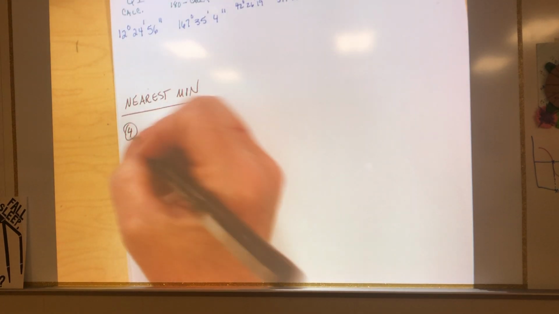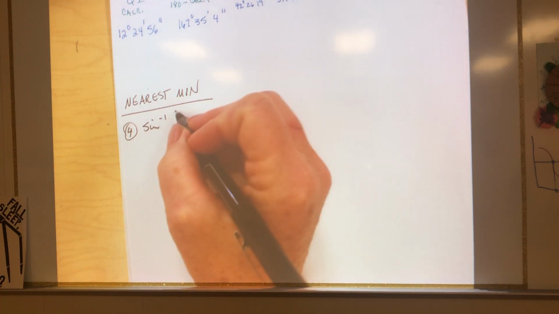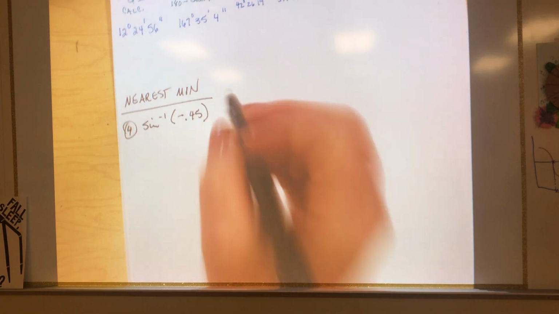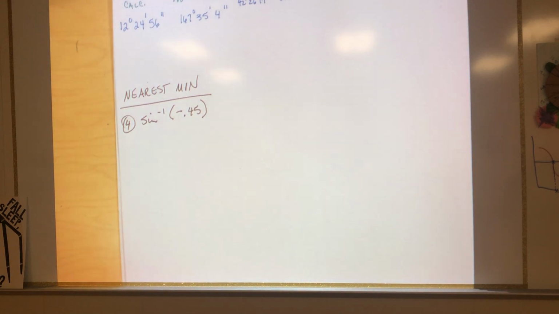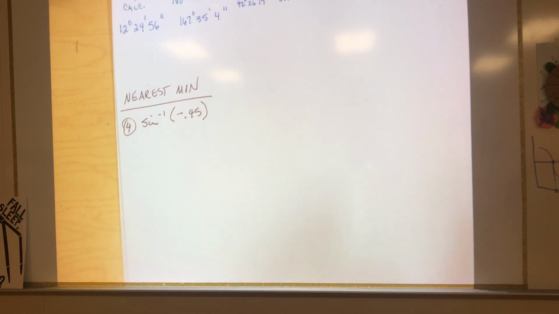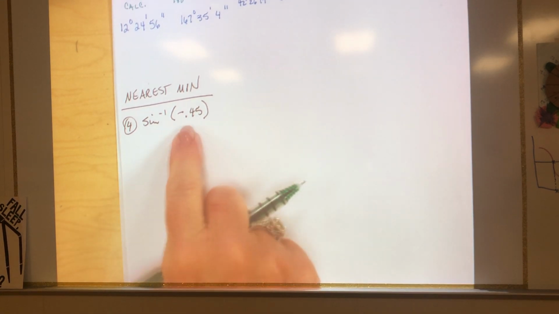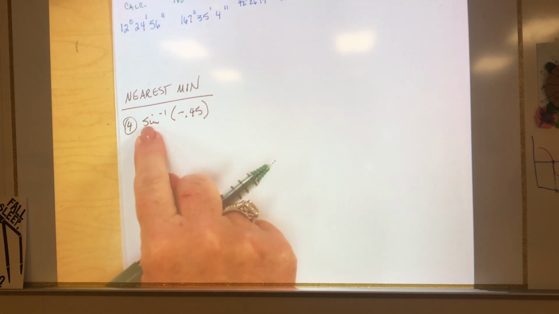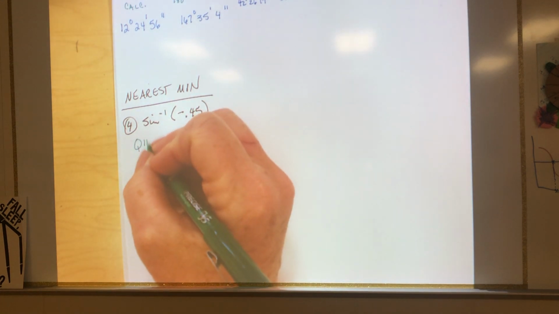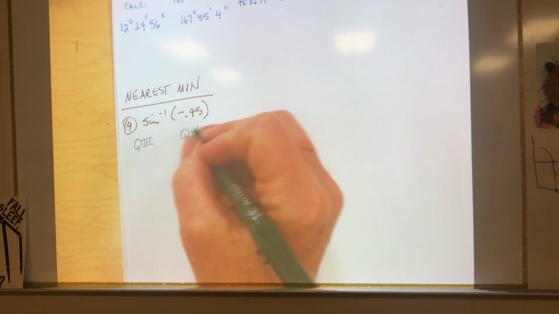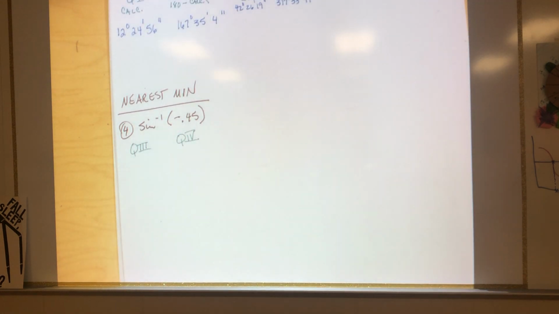Number 4. I'm going to do the inverse sine of negative 0.45. Okay, y'all listen to me. I'm doing the exact same thing. There's only going to be one issue that I'm going to have, and you're going to have an issue with every one of them. The first thing I'm going to say, it's negative. Tell me where sine is negative. 3 and 4. So I'm going to have to put this in quadrant 3 and quadrant 4. Now, which one is my calculator going to put it in? Quadrant 4, quadrant 1, or 3? Four. He's going to put it in 4, right?